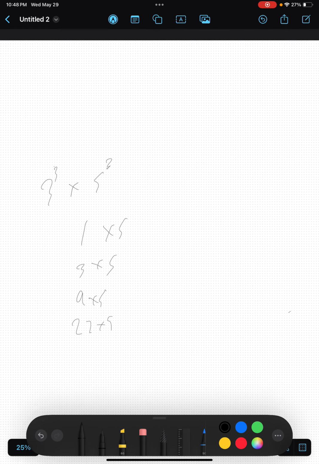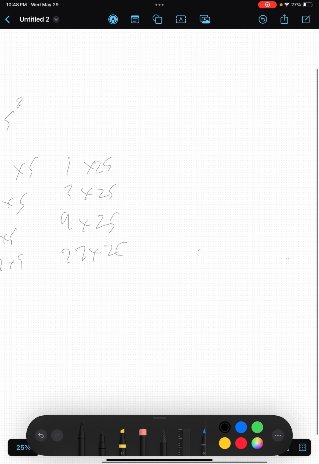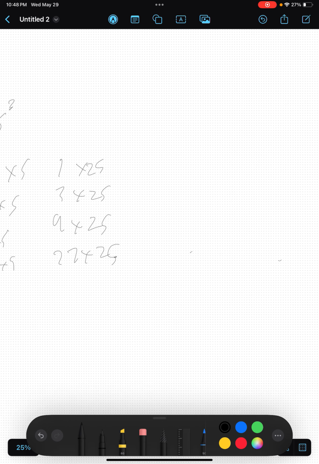But what about every other power of 5, okay? So we have 1 times 5, 25, 3 times 25, and 9 times 25, 27 times 25, and 1 times 125, 3 times 125, 9 times 125, and then 27 times 125.